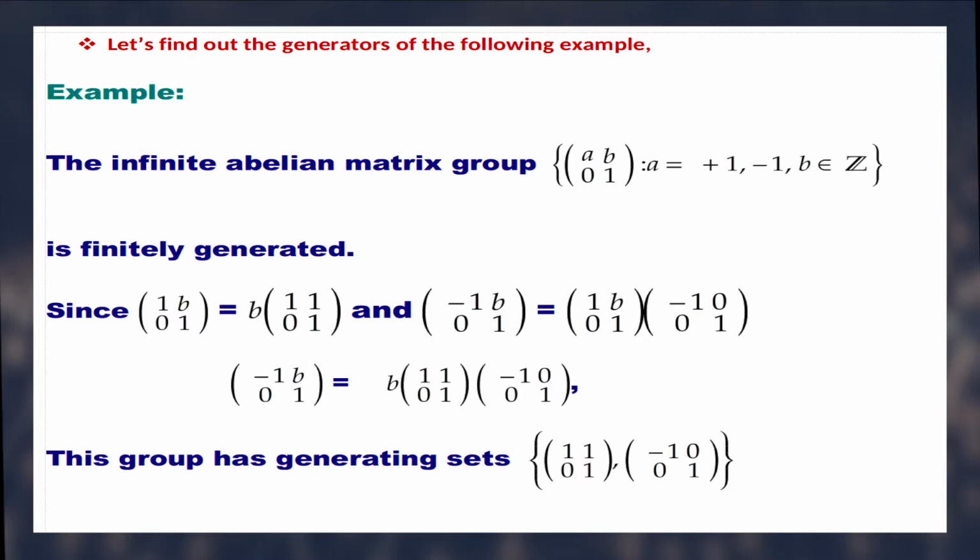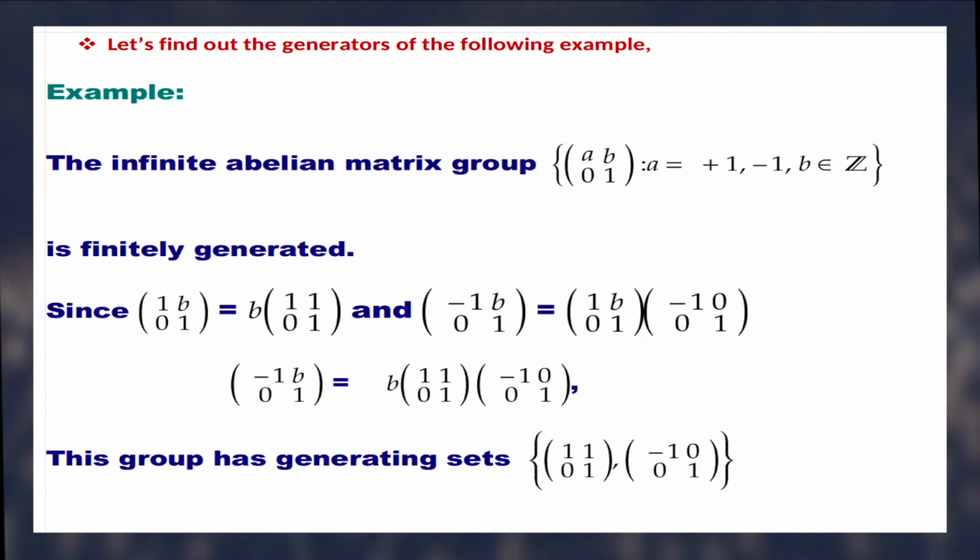Since the 2 by 2 matrix (1, b; 0, 1) is equal to the b-th power of the matrix (1, 1; 0, 1), and the product of (-1, 0; 0, 1) and (1, b; 0, 1) is the matrix (-1, b; 0, 1), which is equal to the matrix (-1, 0; 0, 1) times the b-th power of (1, 1; 0, 1). This group has generating sets: the 2 by 2 matrix (1, 1; 0, 1) and the 2 by 2 matrix (-1, 0; 0, 1).